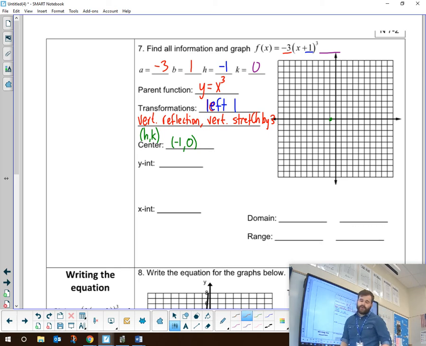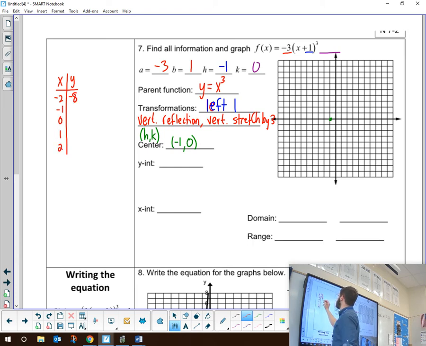Now we need to find some points. Remember, you can find your points by plugging into your graphing calculator, or using Desmos or whatever. But I'm going to find my points with my table. So remember, this is my original parent function. It goes -2, -1, 0, 1, 2, and -8, -1, 0, 1, 8. And so we're going to take those parent points and say, okay, what affects this side?